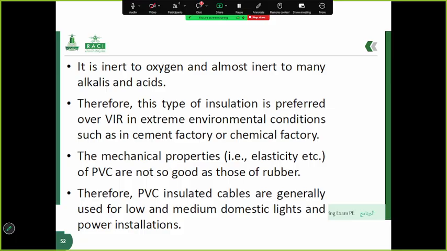So based on this slide, we can further analyze the properties and specifications of PVC insulation. A key advantage of PVC is that it is inert to oxygen and nearly inert to a variety of alkalis and acids. Due to this chemical inertness, it is often the preferred choice over VIR for use in extreme environmental conditions, such as those encountered in cement or chemical factories.